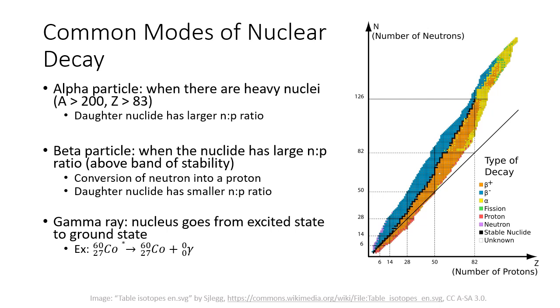Finally, gamma decay is when a nuclide goes from an excited state to a ground state. So gamma particles have no charge, have no mass, and so when you look at the balanced nuclear equation, you actually start with an excited state, which we give by a star. So we have a nuclide with a star, cobalt-60, and then it becomes just cobalt-60 without the star, so it's in its ground state, plus our gamma decay.